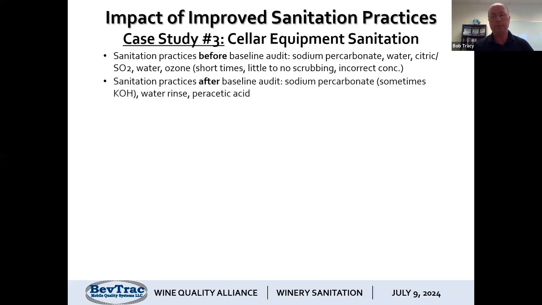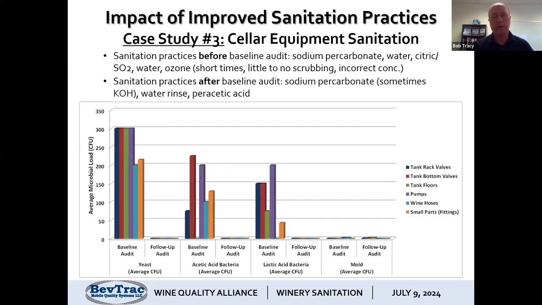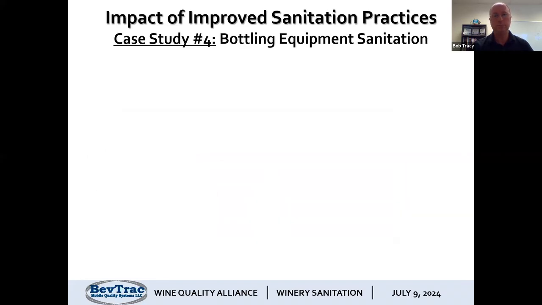And then after the baseline audit, they implemented using sodium percarbonate. Sometimes they were using potassium hydroxide as a cleaner. They're using a water rinse and then peracetic acid. Again, the average microbial load for the yeast, acetic acid bacteria, lactic acid bacteria, pretty high for the baseline audit. And then once they implemented the improved sanitation practices, they see a dramatic drop in the microbial load for all of the equipment. So that was 3 examples of cellar equipment.